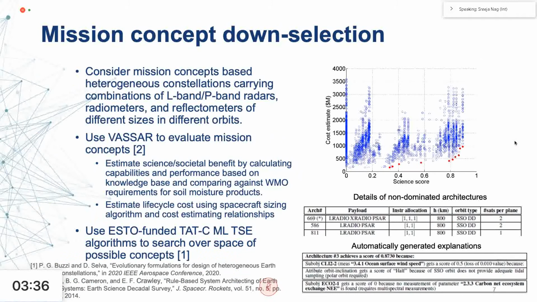Since DShield is primarily a scheduler for a given constellation, the first step is to down-select certain representative constellations carrying combinations of L, C-band radars, radiometers, and reflectometers. And for this purpose, we're going to be using the VASR tool developed by Professor Selva at Texas A&M University, as well as an ESTO-funded TAT3 tool to come up with some constellations that lie on the Pareto front of science, utility, and cost. Next slide.